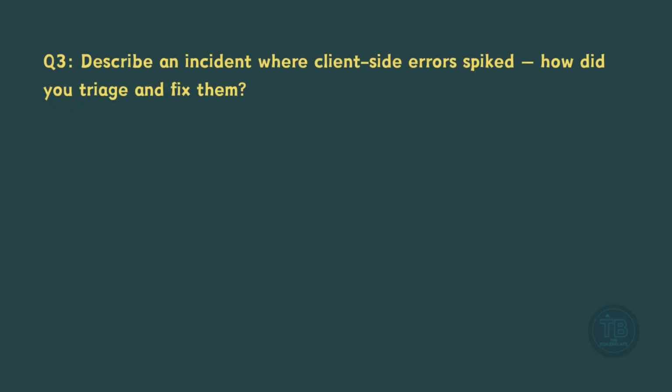Question 3. Describe an incident where client-side errors spiked. How did you triage and fix them? This is very similar to what they asked about production errors, and what you would do if you get any production error or an error in deployment, how would you handle that? For these types of questions, they're asking very specifically for an incident where client-side errors spiked and how you managed them. And one more thing, if you have not come across any of these situations, then for one or two questions you can simply say, okay, nothing that bad ever happened to me, but if it would, this is how I would be handling the particular situation. So this is okay to say.